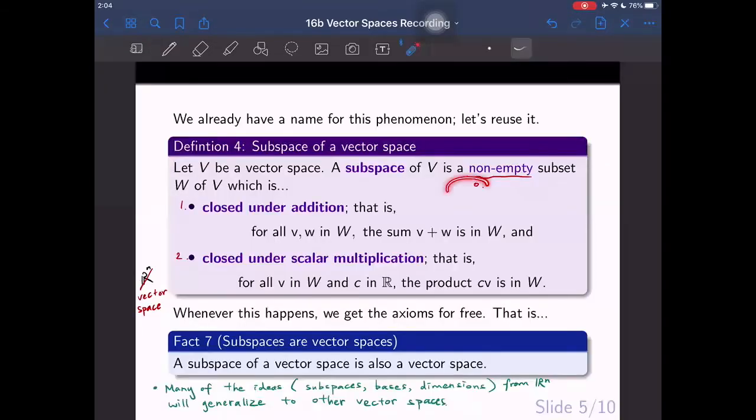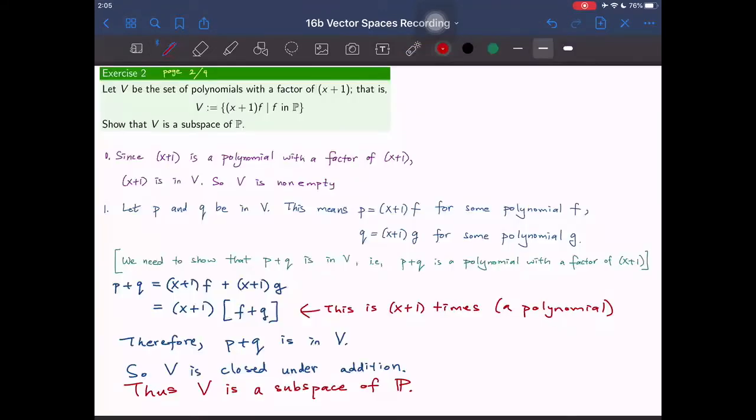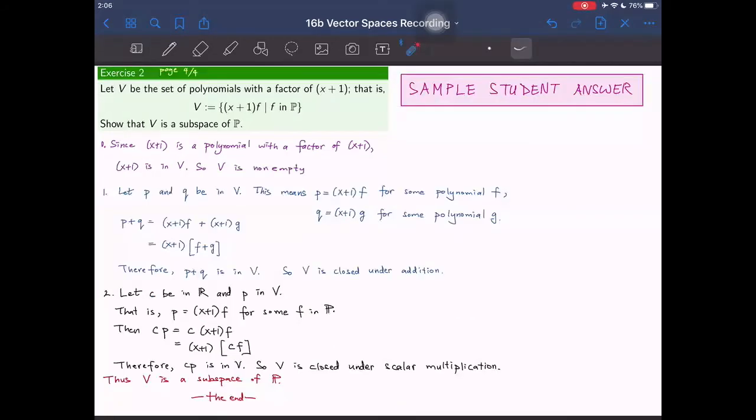We have checked all of these properties. So our subset V is a subspace of P. This is the end of the answer for exercise 2. In the next slide, I will show you a sample student answer, which you can use as a template for your homework. So whenever you're trying to show that a subset is a subspace of a known vector space, you would follow this very same format.